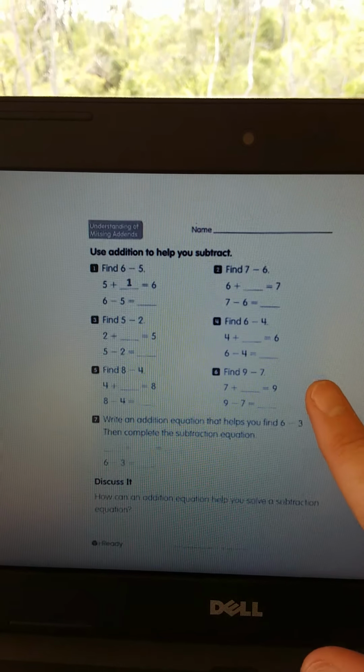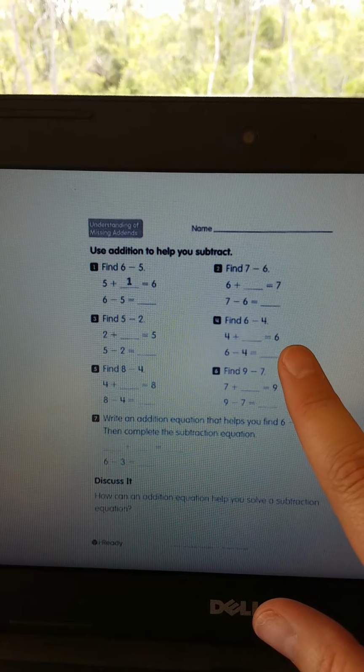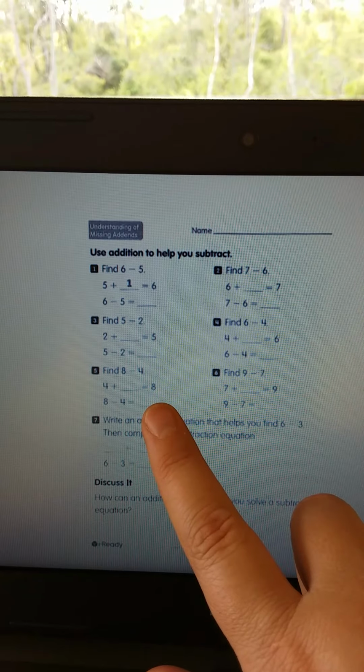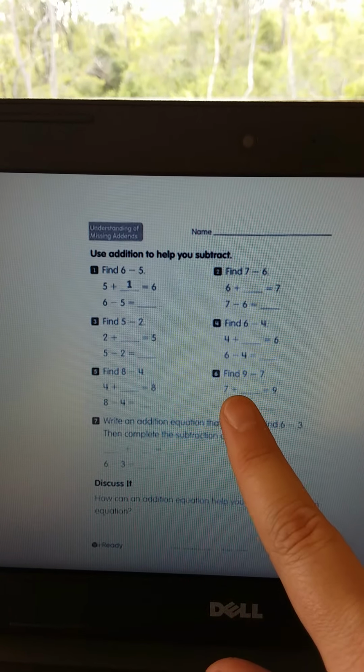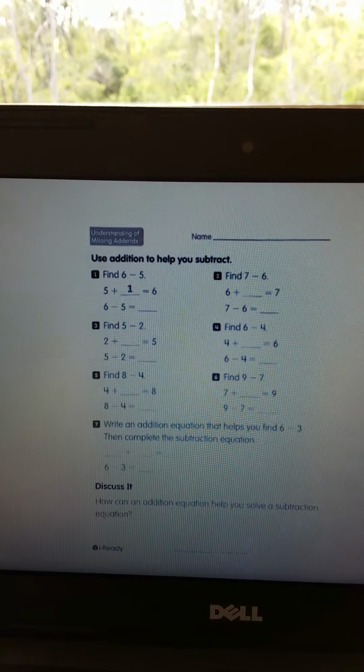Okay, so you have number 4. It says 6 take away 4. They want to know, what does 4 need to get to 6? Here, 8 take away 4. What does 4 need to get to 8? And what does 7 need to get to 9 to answer 9 take away 7?